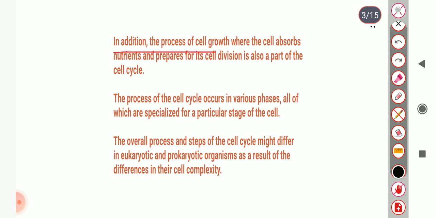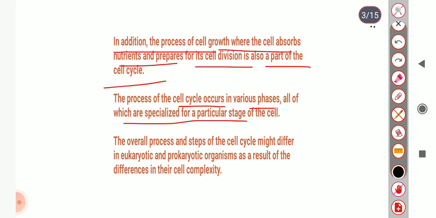In addition, there is the process of cell growth, where the cell absorbs nutrients and prepares for cell division as a part of the cell cycle. The process of the cell cycle occurs in various phases, which are specialized for a particular stage of the cell. You can see the various phases: G1 phase, S phase, G2 phase and M phase. The overall process and steps of the cell cycle might differ in eukaryotic and prokaryotic organisms as a result of differences in their complexity.